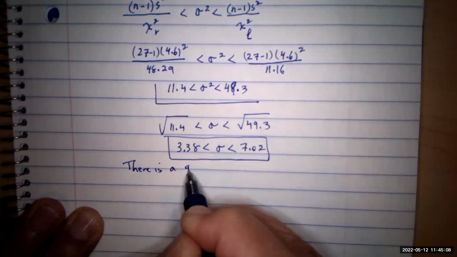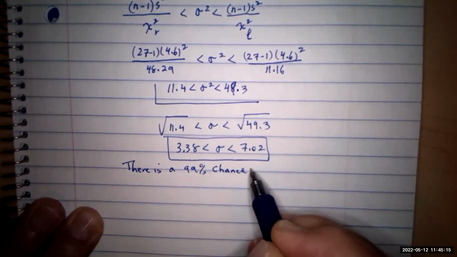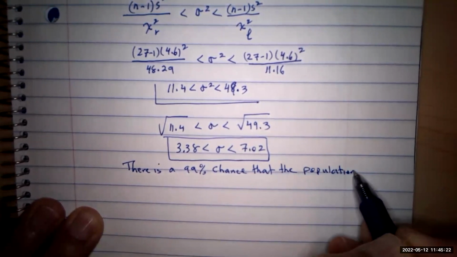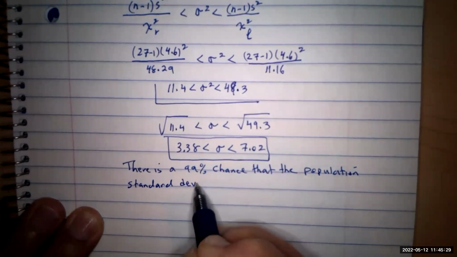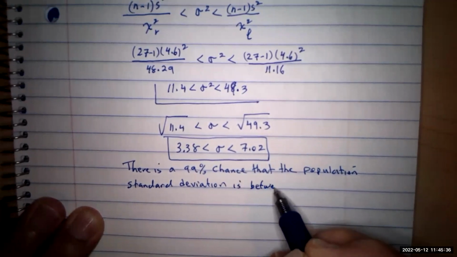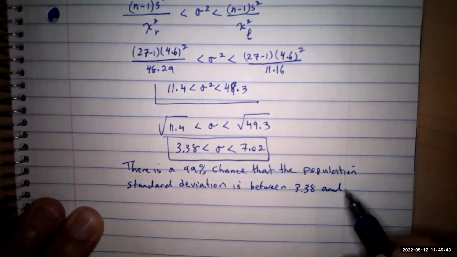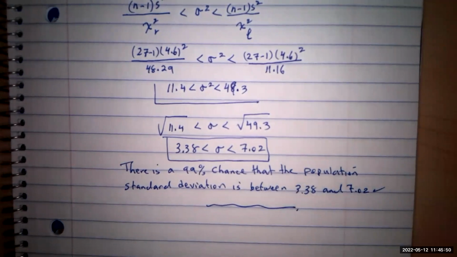There is a 99% chance that the population standard deviation is between 3.38 and 7.02, and that gives you the final answer. Just to make sure you get this one right. And part B is similar, so I just give you the final answer. You can check it for yourself.